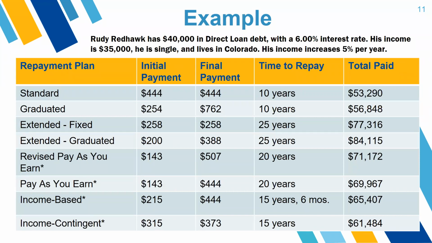This is an example that was completely made up. But let's say Rudy Redhawk has $40,000 in direct loan debt with a 6% interest rate. His income is $35,000. He's single and lives in Colorado. His income increases 5% per year. As you can see, there are differences in the amount paid monthly, how long it would take to repay, and how much would be paid total over time under each of these different repayment plans for Rudy's situation.